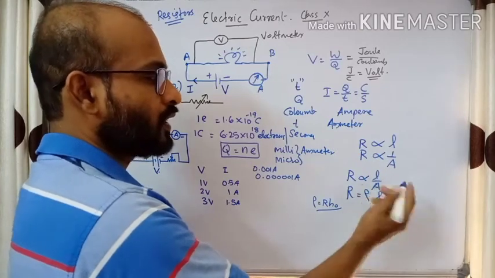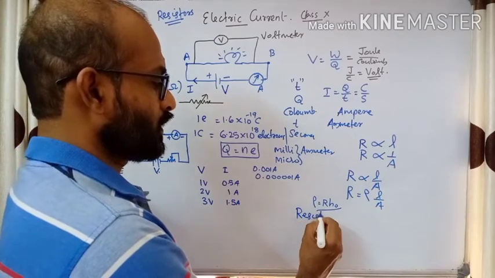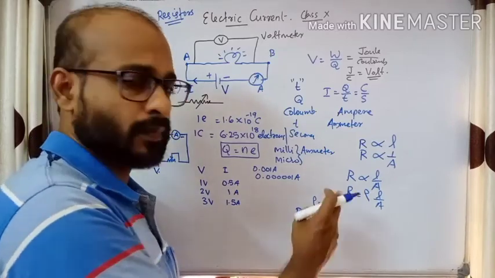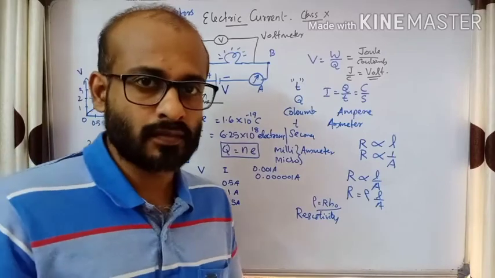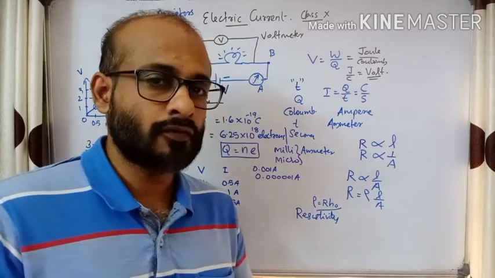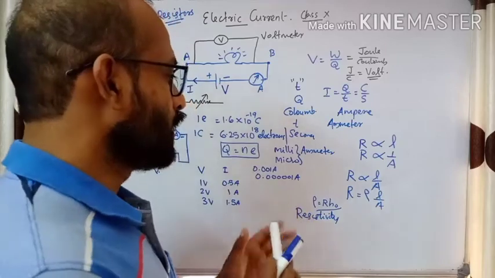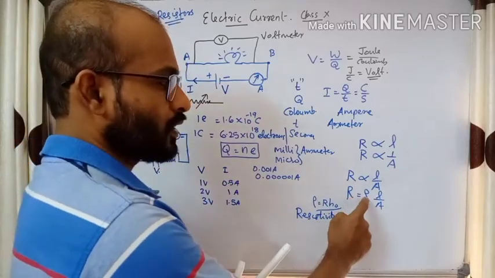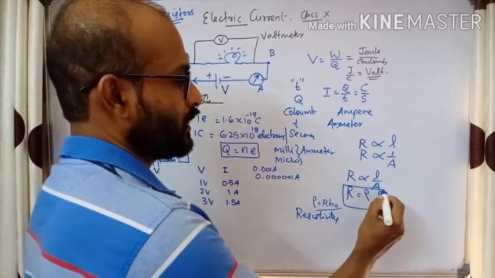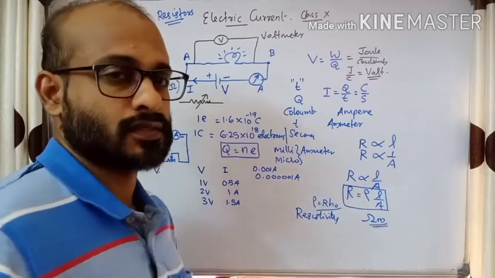Rho is given a name called resistivity. It is a constant. It depends only on the material of the conductor. If we use copper, copper will have some resistivity, which does not depend on length or area of cross section, but it depends on temperature. And if you use aluminum, there will be some resistivity. So it's a property of the material. So R is equal to rho into L by A, where rho is called resistivity. The unit of resistivity is ohm meter.